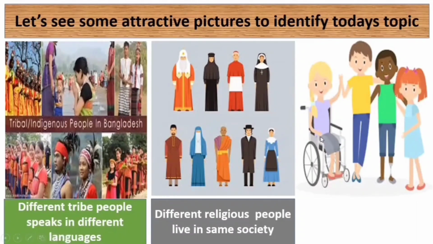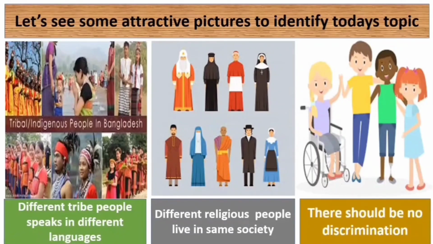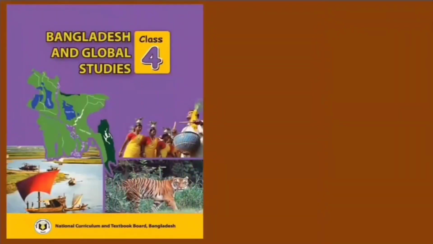So we should never neglect the physically disabled child who is living in a society. We should always cooperate with them. We should always stand beside them. So we should not discriminate against them. There should be no discrimination. So students, can you guess today's topic?